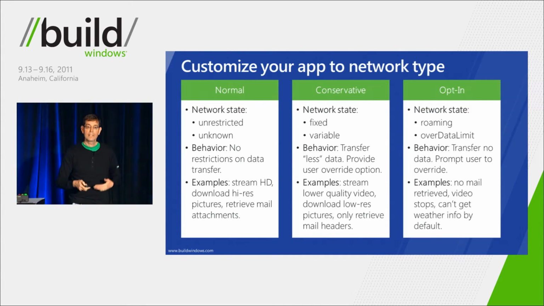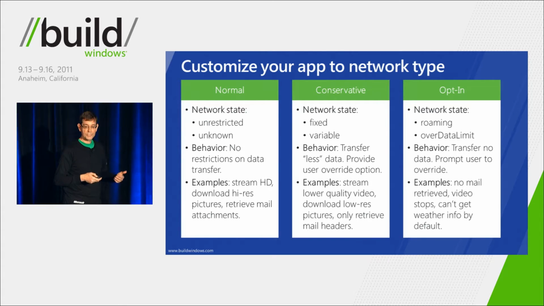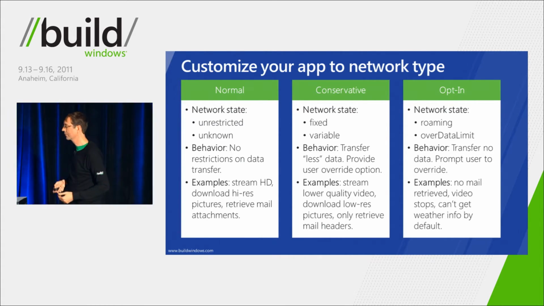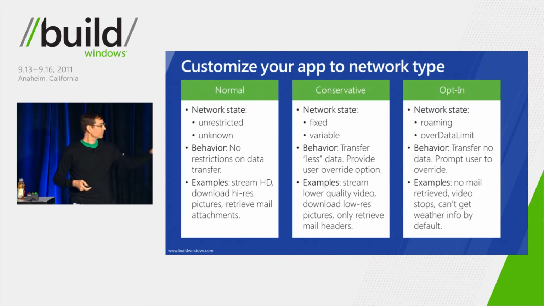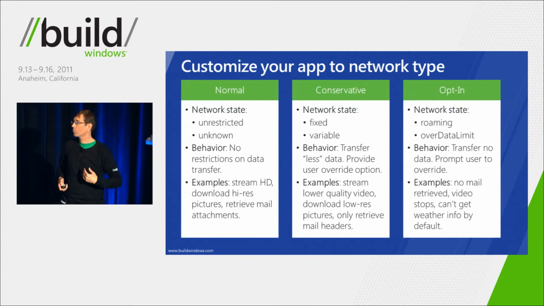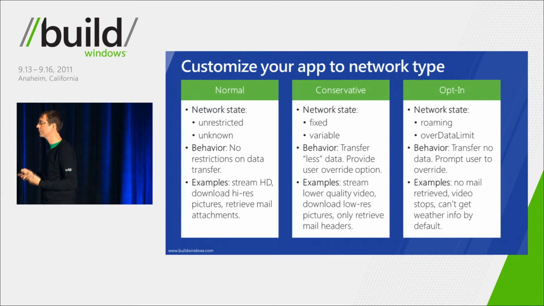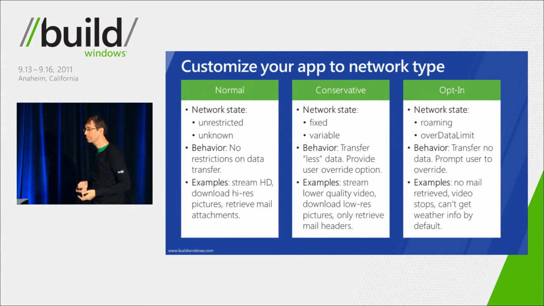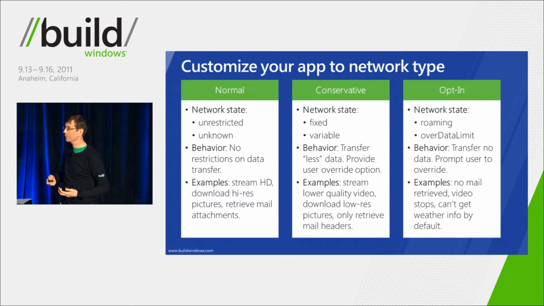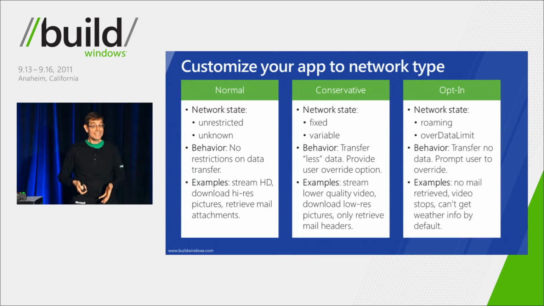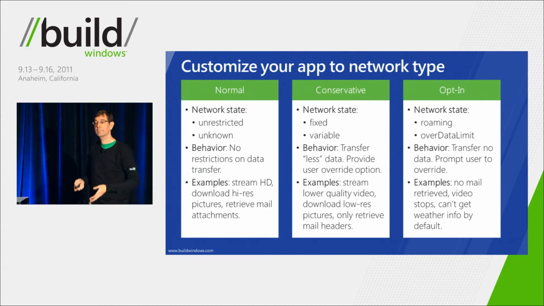And lastly, there's the opt-in state. This is for example when you are roaming or over your data limit. And why? Because we know from experience that in general, these are very expensive states to be in. And so we have to let people opt in to these behaviors. And so I don't transfer data. But again, I allowed the user to override my decision because maybe you're roaming and you really need to use that app. It's important to use the app.